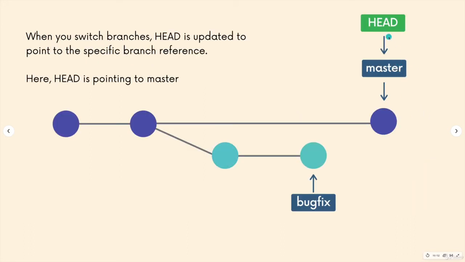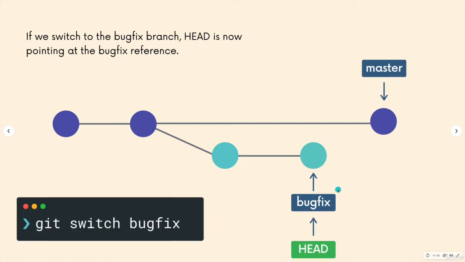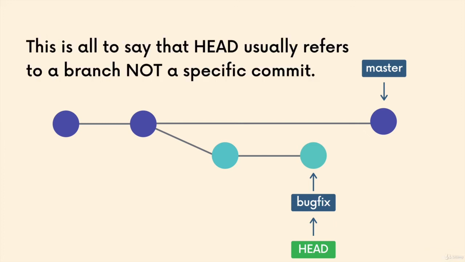If I switch branches, I go to bug fix, head switches to bug fix, but head is still pointing to a branch. And that's really the main takeaway so far. Head usually refers to a particular branch reference. It does not refer to a commit. Head is not pointing at this commit or this commit or that commit. Head is referring to the branch that we're on, and the branch reference points to a commit.